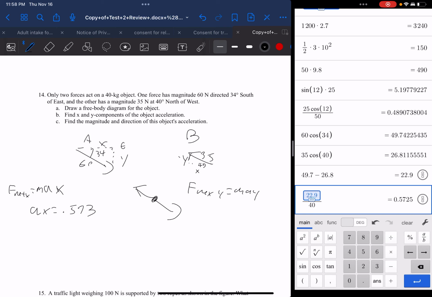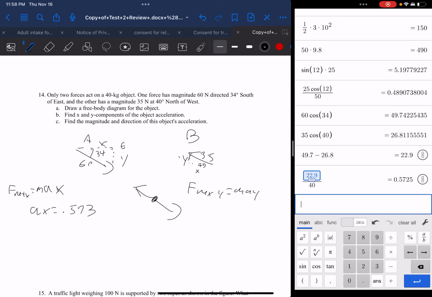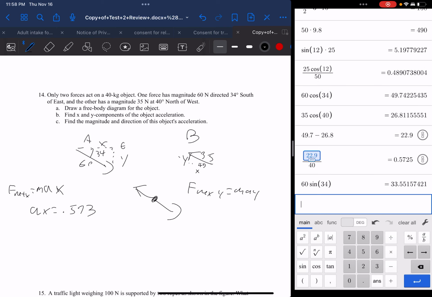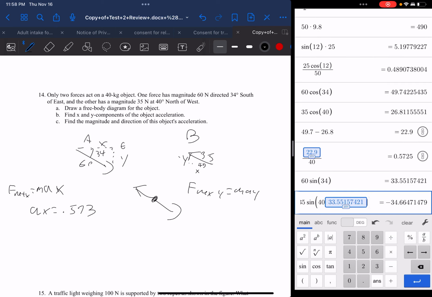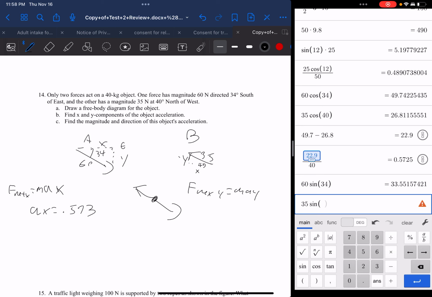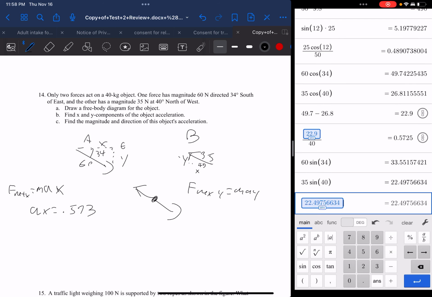For the y's, we're going to do the same thing with sine. So this guy is 60 sine 34, and it's negative. The other one is going to be 35 sine 40, and it's going to be positive. So it's the answer. Sine 40. So it's going to be the answer minus 33.55.